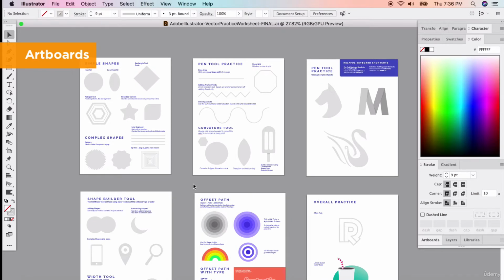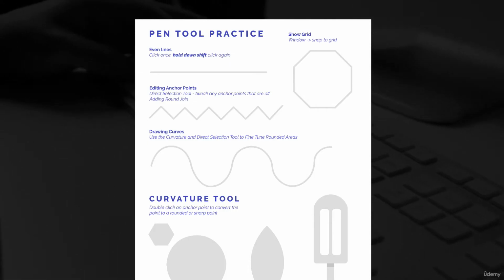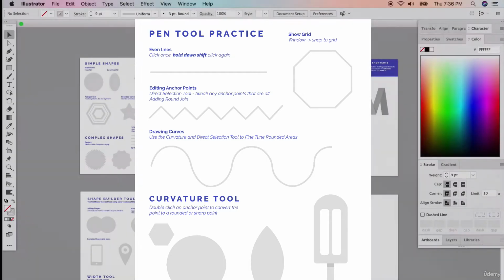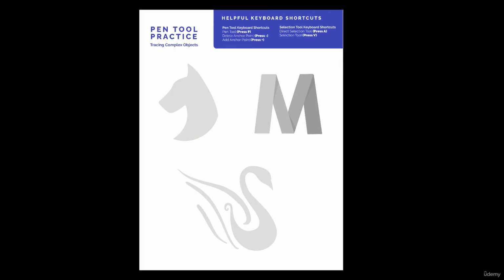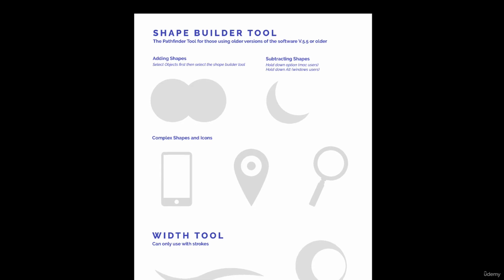We're going to start with simple shapes. We're going to move into complex shapes. We're going to do some pen tool introduction and pen tool practice. Of course, the pen tool is great paired with the curvature tool, so we're going to be learning those together. Then we're going to do a little pen tool practice by tracing some simple shapes and then much more complex shapes. Then we're going to learn the shape builder tool, and we're going to be able to do all these little icons and graphics. We're going to work with the width tool, which is really handy for logo design.